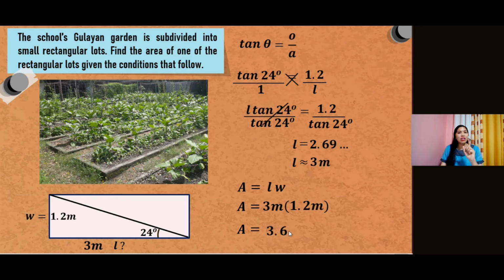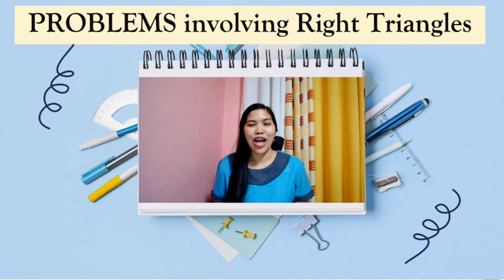Now take note, this is an area. So what would be our unit of measurement? We can simply multiply m and m. That is m times m, you have m squared, or square meters. So we have here our area, that is 3.6 square meters.